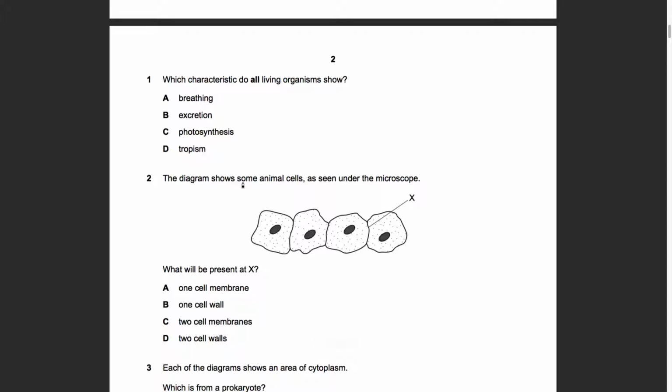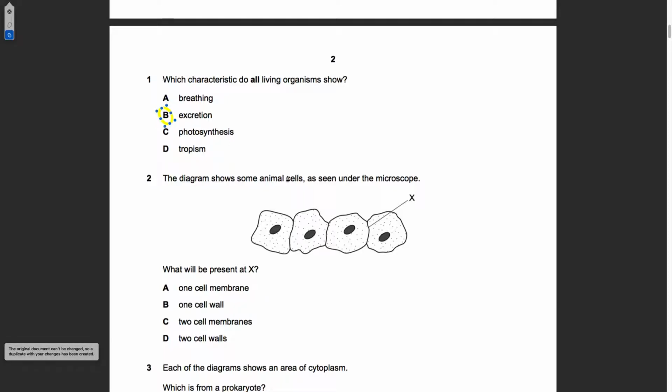Okay, question one. Which characteristic do all living organisms show? So this is a Mrs. Gren question. They're very common on these IGCSE multiple choice papers. Obviously, Mrs. Gren is the acronym to remember the 7 characteristics. The E being for excretion, so B is the answer to question 1.